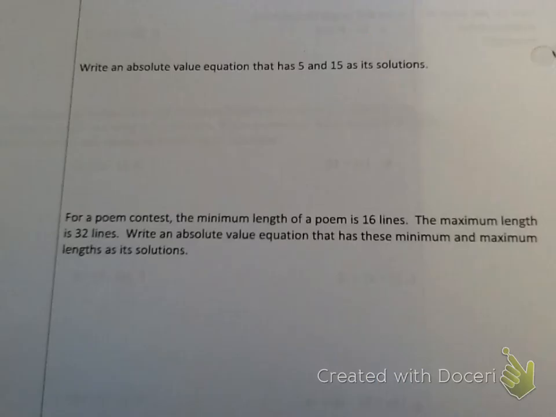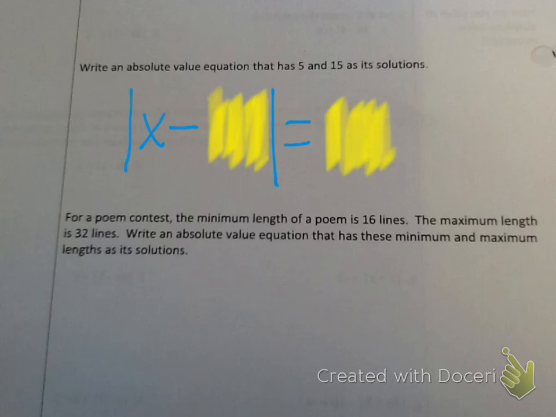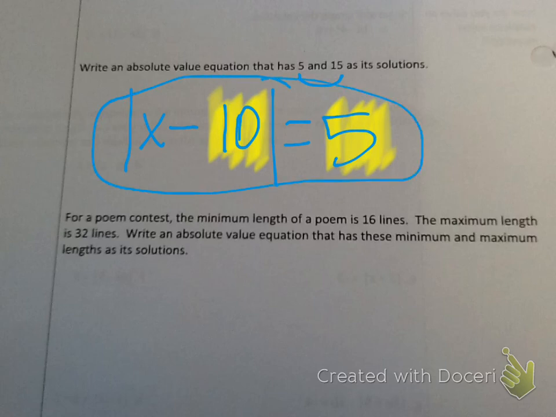Alright, let's try another one. Write an absolute value equation that has 5 and 15 as its solutions. So what we need to know is the number that goes here and the number that goes here. So the distance to the middle, or what is in the middle of 5 and 15, that would be 10. And then the distance to each solution, well, to get from 5 to 10 and 10 to 15 is just 5. So this would be our absolute value equation.